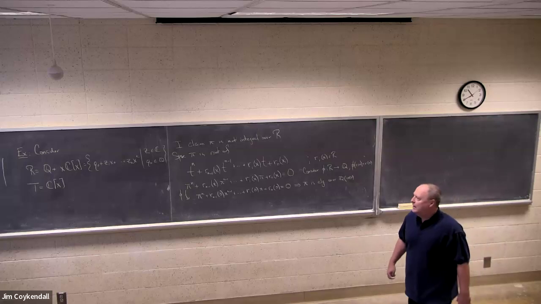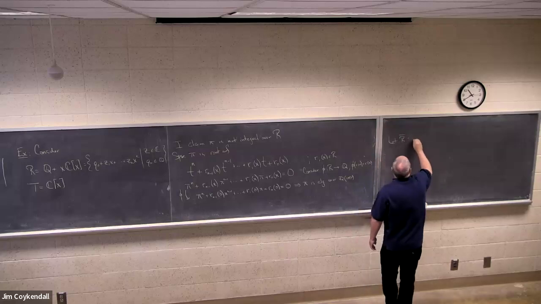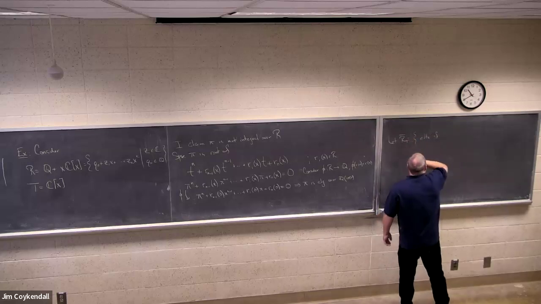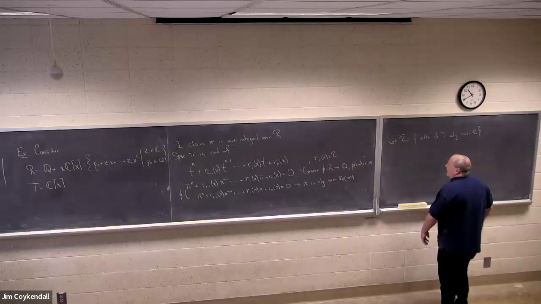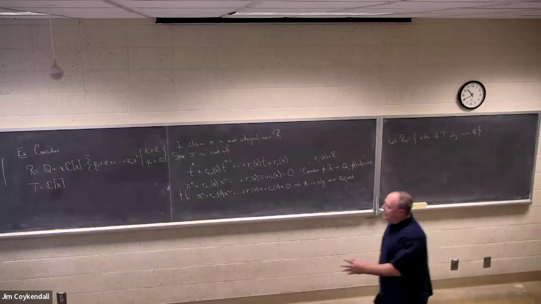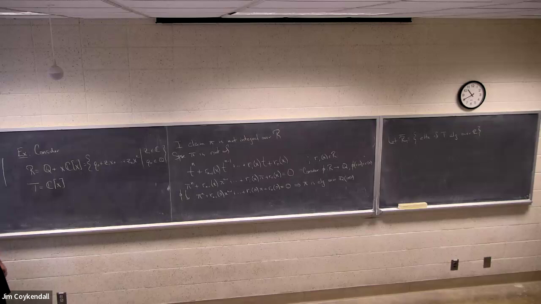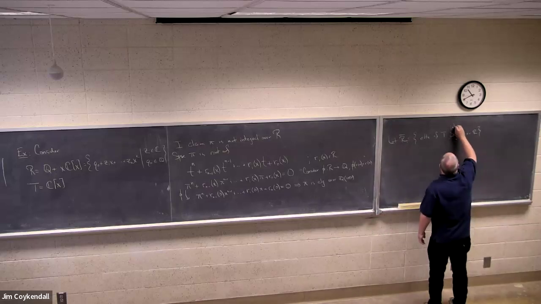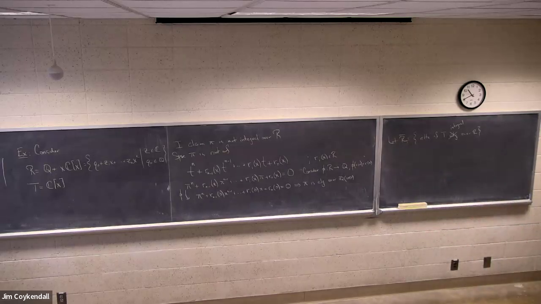Anybody want to venture a guess as to what elements of T algebraic over R are? So if I could gather together all the elements in T that are algebraic over R, what are they supposed to look like? Polynomials with algebraic constants. Okay, that's exactly right.